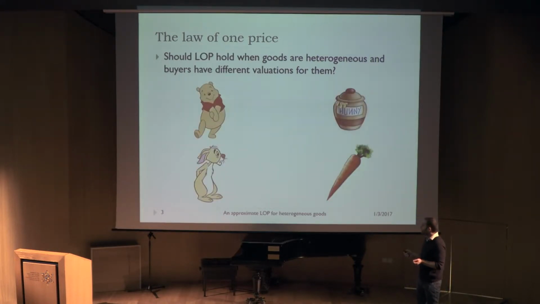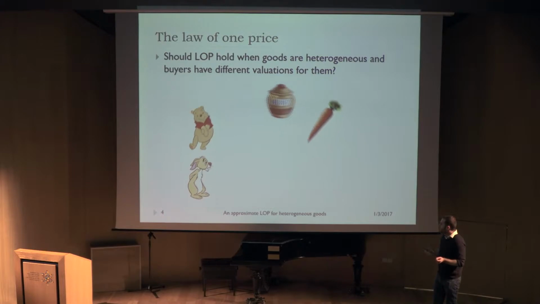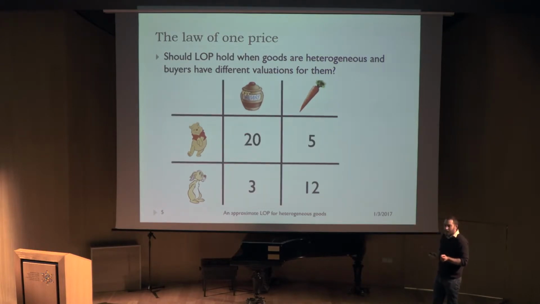Suppose we have two buyers, and those are the two buyers, and we have two goods. We have honey and carrot, and Winnie the Pooh likes the honey a lot and doesn't like the carrot as much, and Rabbit likes the honey but likes the carrot much more. So in this market, with only those two buyers and two goods, you can have many different price equilibria.